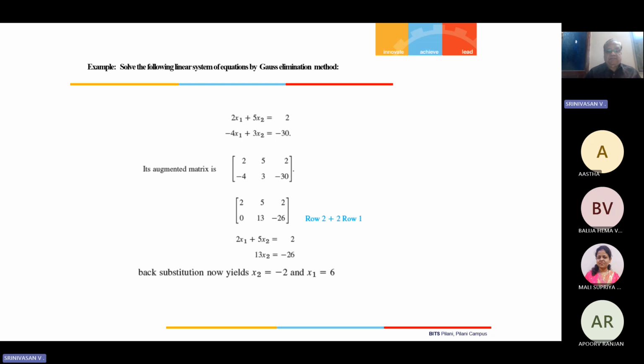Okay, and then here you write the augmented matrix: capital A, vector B. Bold it, being a vector. This is equal to, and here it is better you make a demarcation. So this now gives a clear picture of your augmented matrix.